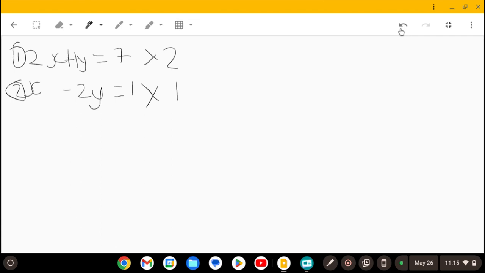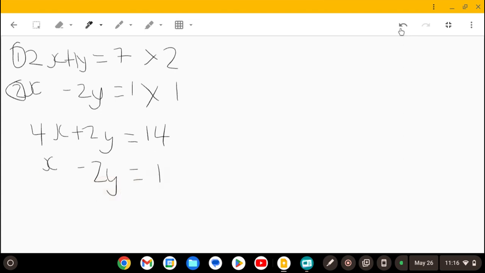So 2 times 2x is going to give us 4x. 2 times y, or 1y, is going to give us 2y. So far we have 4x plus 2y is equal to 7 times 2, which is 14. Now let's multiply the coefficient in the first equation by everything in the second equation. So 1 times x is just x. 1 times negative 2y is just going to give us negative 2y, is equal to 1 times 1, which is 1.